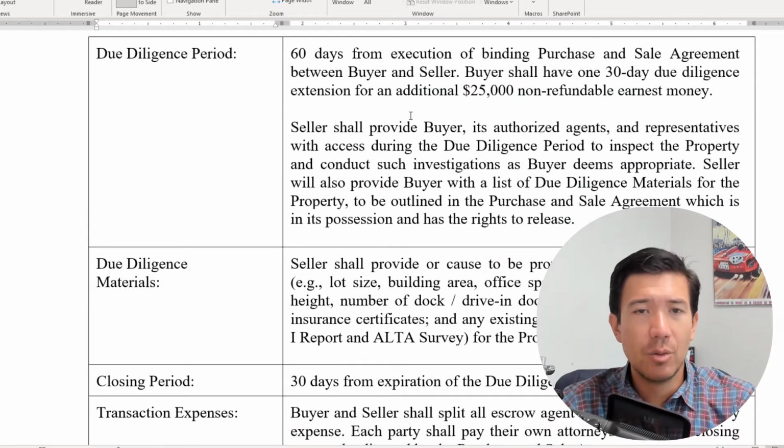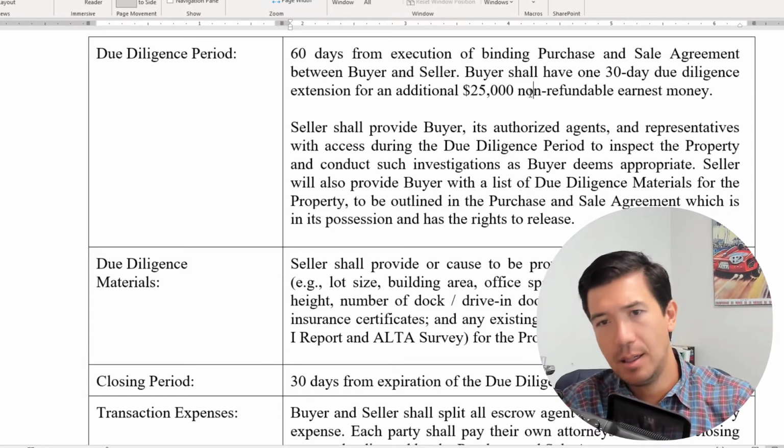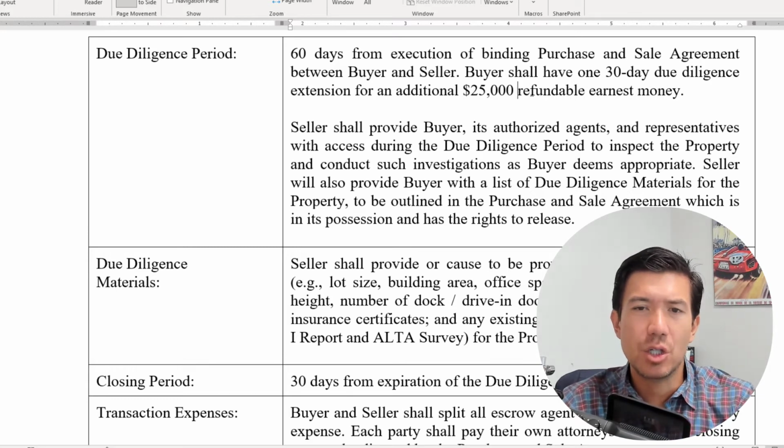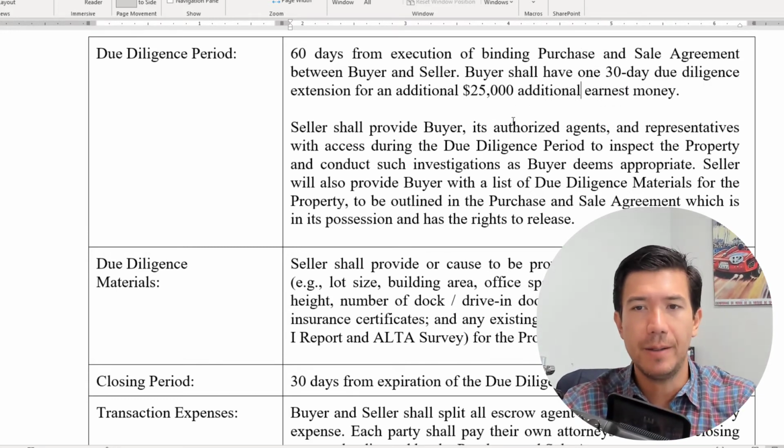Due diligence, we kind of have a standard 60 days for an industrial of this size, would maybe have 45 to 60 days. We usually are still seeing one-time extensions for a fee. So this one is non-refundable, but it could easily be refundable, but it's additional earnest money. I think we would just call it additional earnest money, right? You don't have to spell out that it's refundable.